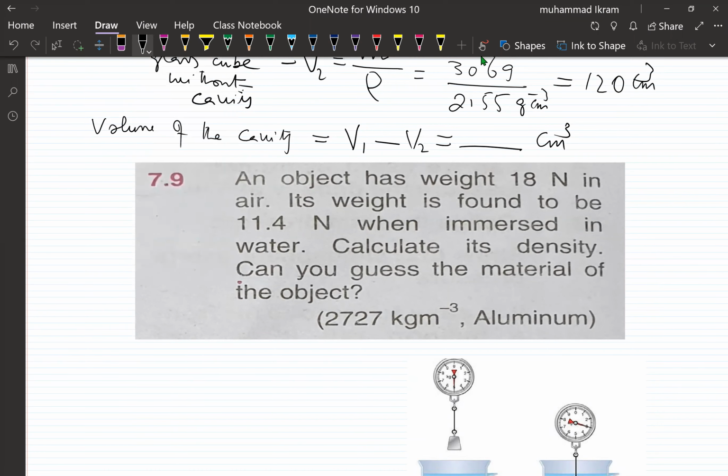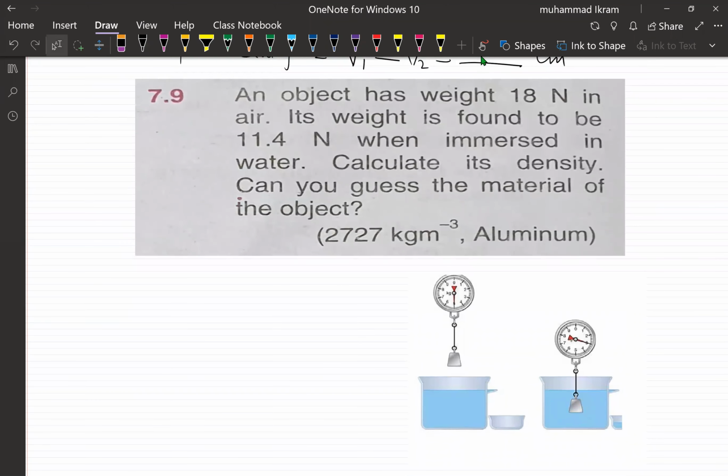The next one is that an object has 18 Newton weight in air. Its weight is found to be 11.4 Newton when immersed in water. Calculate the density. Can you guess the material? Okay, so from the density formula, the density of the object is equal to the weight of the object in air, W1, over the weight of the object in air minus the weight of the object in water, W2.